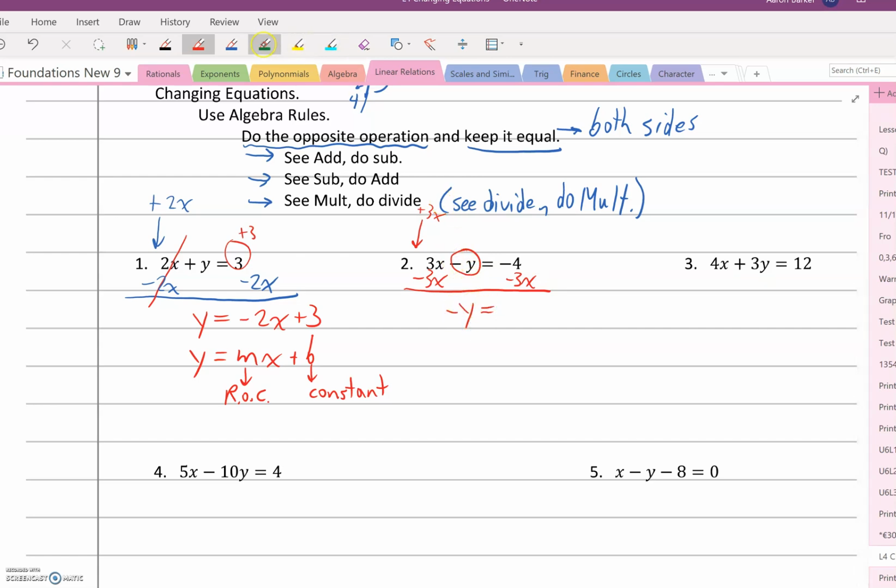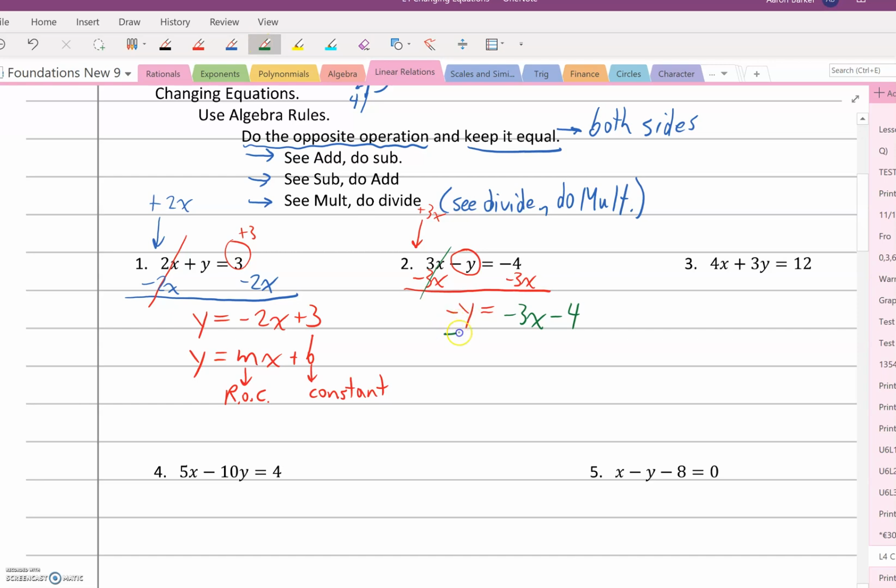The 3x's cancel. And so we're left with negative y equals negative 3x minus 4. So now, we've done this before. How do we get a positive y? Well, the truth is that in order to get a positive y, we have to do the opposite.